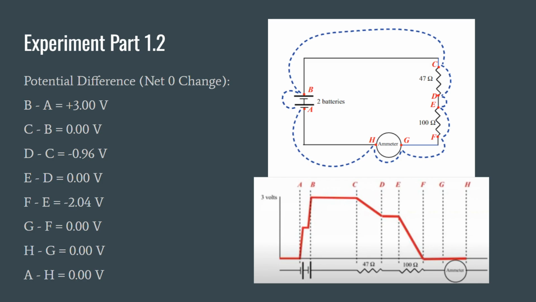Now in the second part, we remove both the voltmeter and the ammeter, and we look at the voltage being used by each component. What we see is that from A to B, there are 3 volts, and that is across the battery. From C to B, there are 0. From C to D, there is a drop of 0.96. From D to E, there's also 0. From E to F, there is a drop of 2.04, and then everything else is 0, which means that there is a total net change of 0.